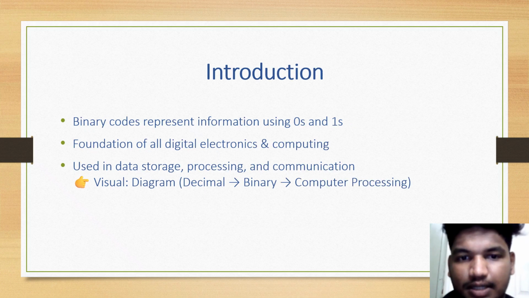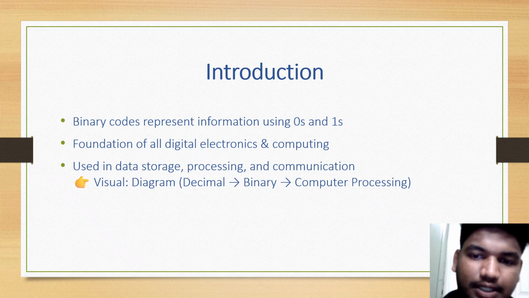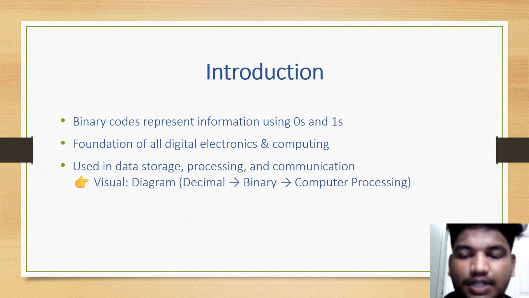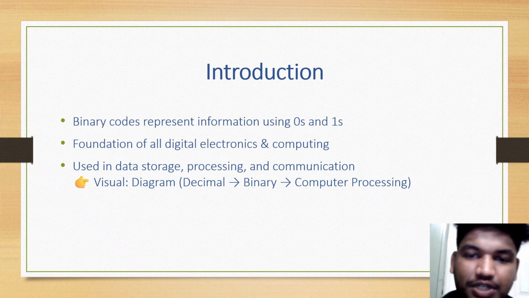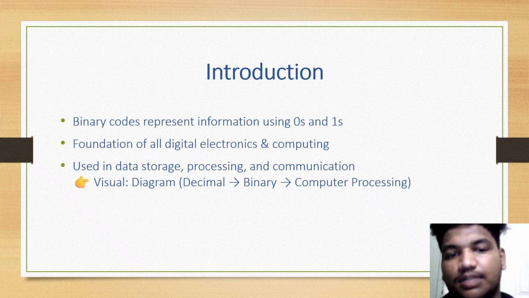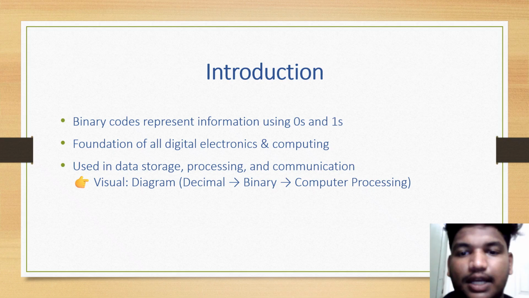Here in the slide there is the introduction of binary codes. Binary codes are represented in 0 and 1. If it is true, it is 1. If it is false, it is 0. Binary codes are used in calculators, computers, ATM teller machines, etc. Binary language is a computer's understanding language. If we send any information to the computer, it enters in the binary language and the computer understands it, and again it sends information to us. Here we can say decimal to binary, binary to computer processing. The computer will understand only binary language, so we use binary language.